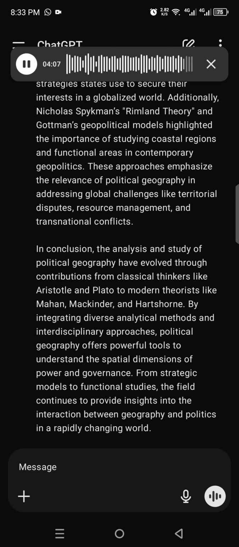By integrating diverse analytical methods and interdisciplinary approaches, political geography offers powerful tools to understand the spatial dimensions of power and governance. From strategic models to functional studies, the field continues to provide insights into the interaction between geography and politics in a rapidly changing world.